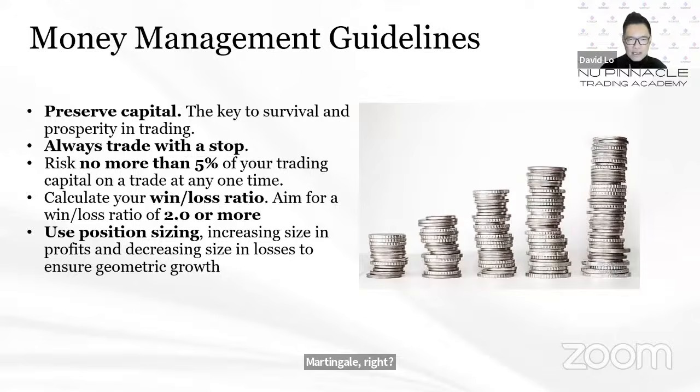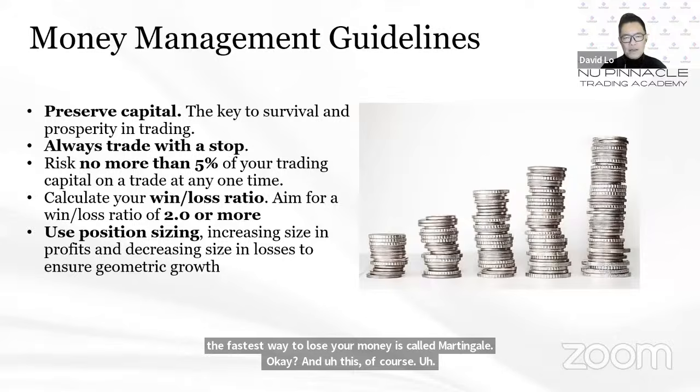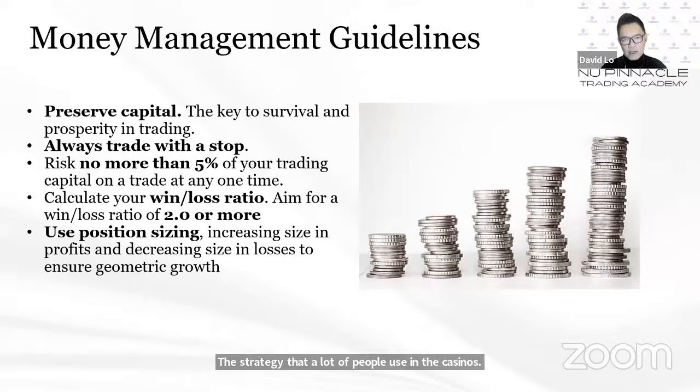It's the fastest way to lose your money. It's called martingale, and this is of course the strategy that a lot of people use in the casinos, the martingale way of gambling. If you're using martingale, most of the time you'll be in what we call the gambling style. Good traders don't like to use that. Good traders use anti-martingale. So increase your sizes only as you increase in terms of your profits and your balances.